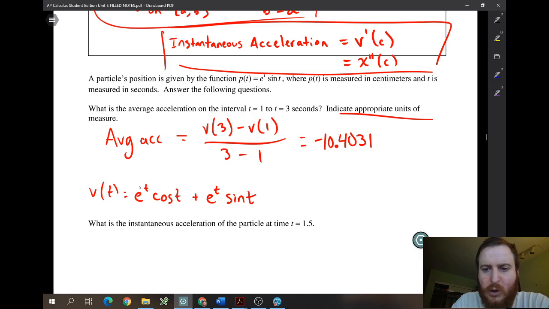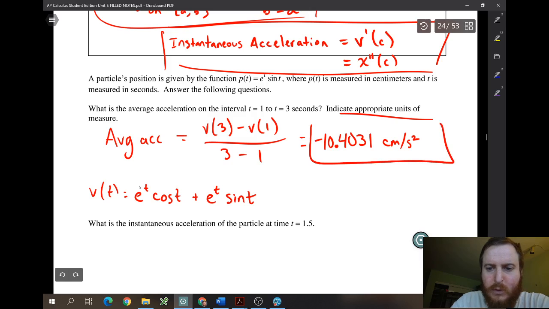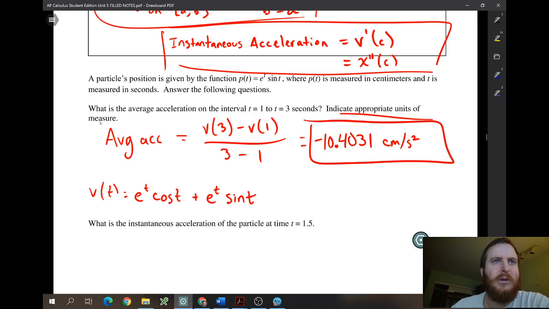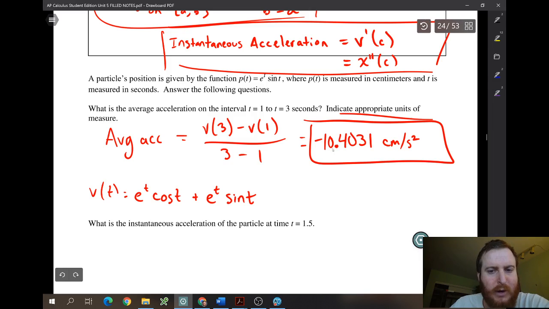So our units for acceleration are always distance per time squared. So centimeters per second squared. If you've taken physics, hopefully those units are familiar to you, like meters per second squared. And what does that negative mean? That negative means that we're decelerating.